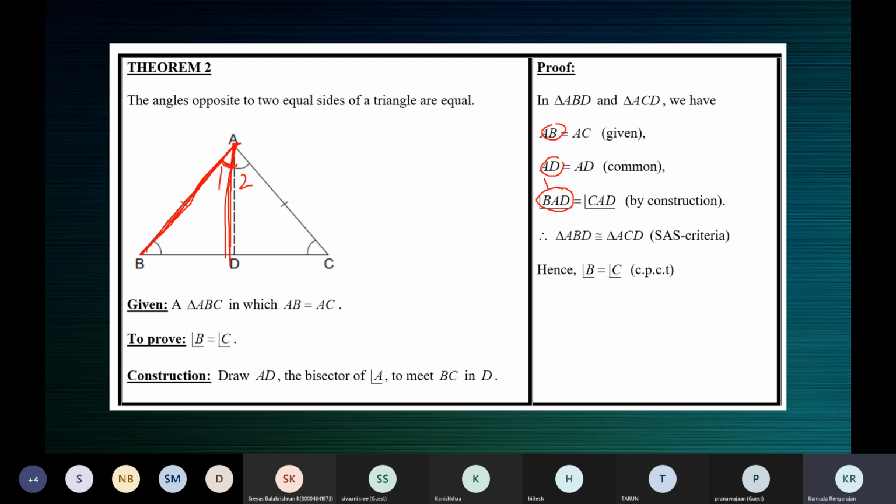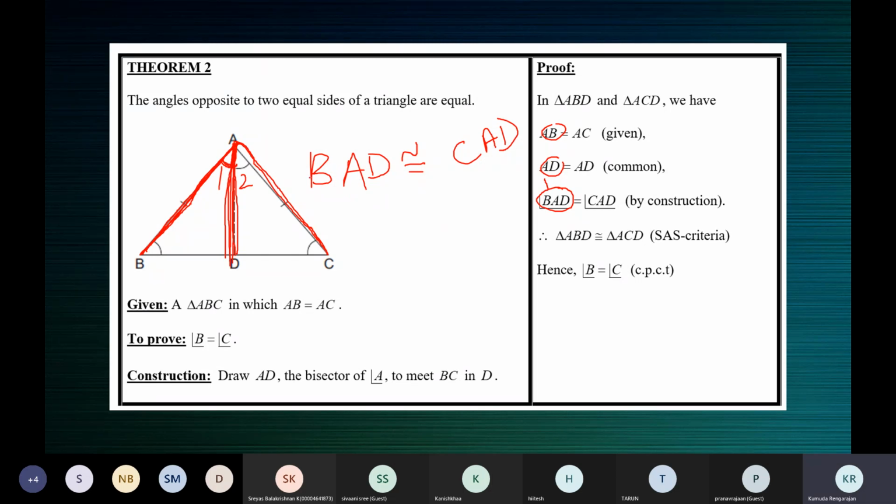So see the order like this: BAD, triangle BAD. Now go in the same direction. In the other triangle, we have mentioned the side CA, then angle 2, and the side AD. Side CA, angle 2, and the side AD. So that makes it CAD. Triangle BAD is congruent to triangle CAD.